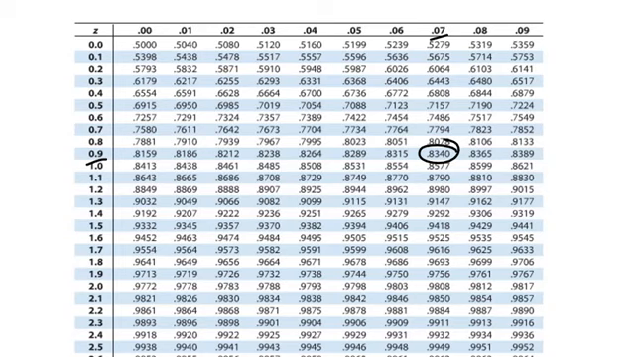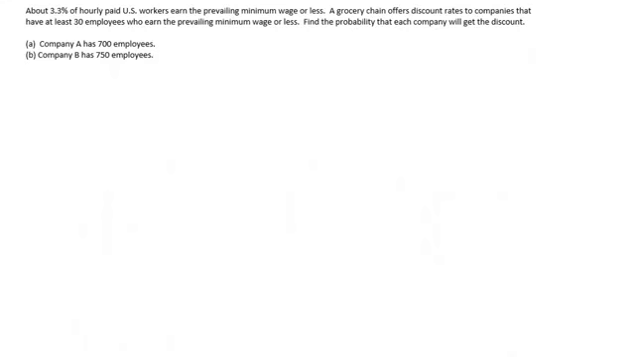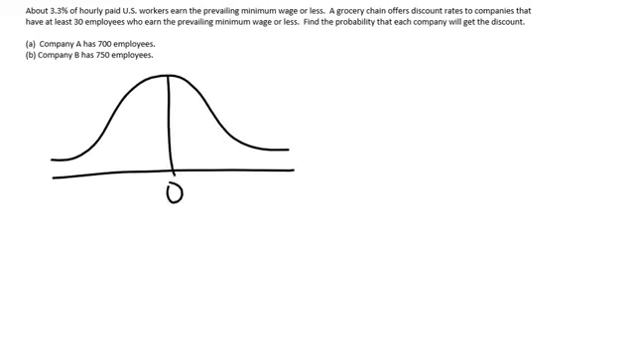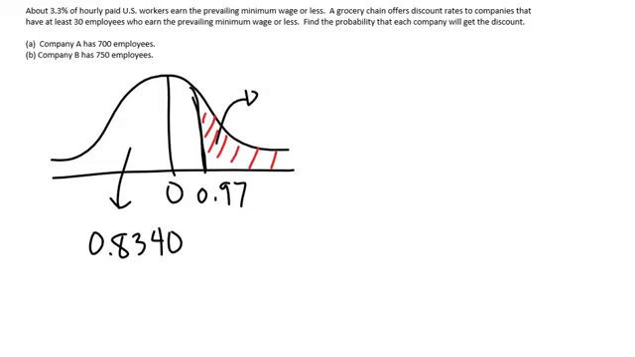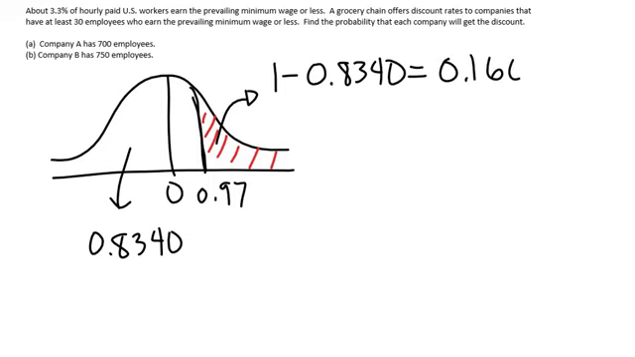0.8340. Now let's go back to the problem. Again, I'm looking for the area that's to the right. This is the 0.97, and I'm looking for the area to the right. And we just found that this area is equal to 0.8340. Therefore, this area is going to be 1 minus 0.8340, which is equal to 0.1660. So the probability that company B will get the discount is 0.1660.